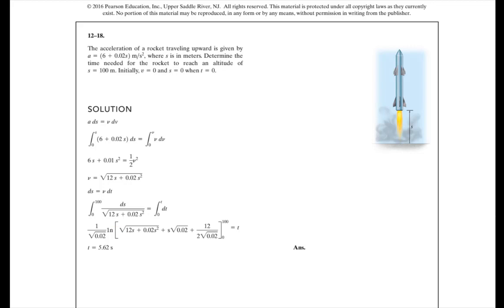So it's a two-step process, a little bit complicated. When you get it into this form, you have to look that form up in the back of the book, and you can solve that for t equal to 5.62 seconds.